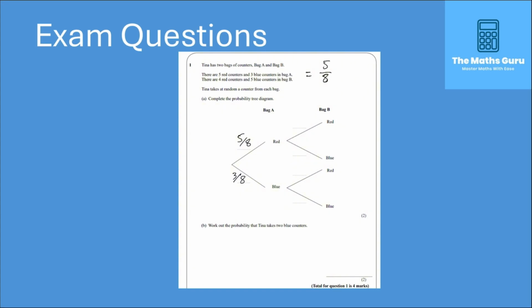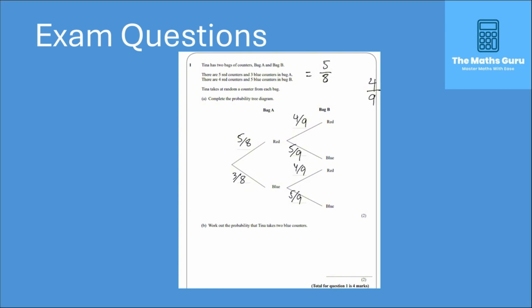Okay, looking at bag B, there is a total of 9 counters, and therefore the probability of one being red is 4/9. Then 1 minus 4/9 is 5/9, so we can write it in here and then fill in similarly down there. And that is our completed probability tree diagram.